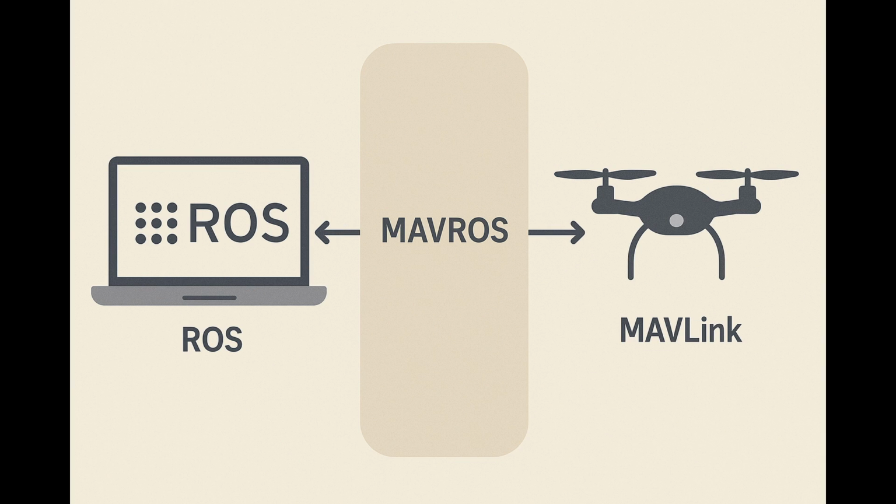Now we need to connect MAVLink to ROS. That's where MAVROS comes in. MAVROS is a ROS package that connects your ROS system with drones that use the MAVLink protocol, like Pixhawk or ArduPilot autopilot.